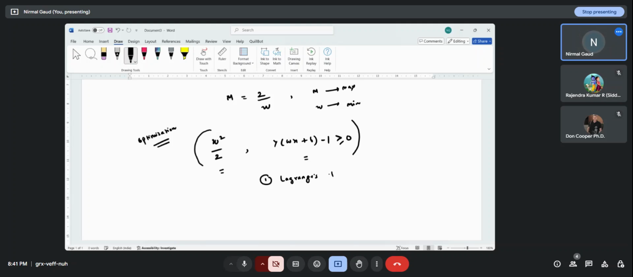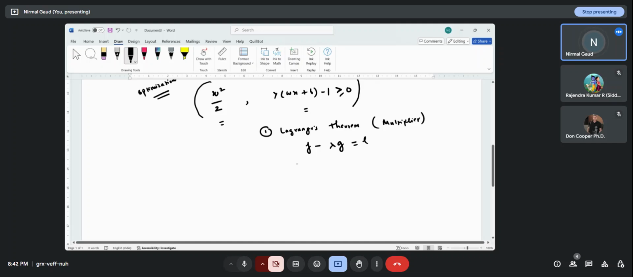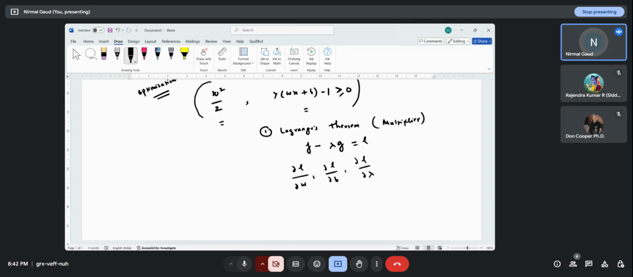Okay, Lagrange's theorem, where you are having a multiplier, which you are calling lambda. And what you used here was f minus lambda g equal to L. And you want dL by dw, dL by db, dL by d lambda. You put all of them equal to 0 to identify the value of x, y, and lambda.